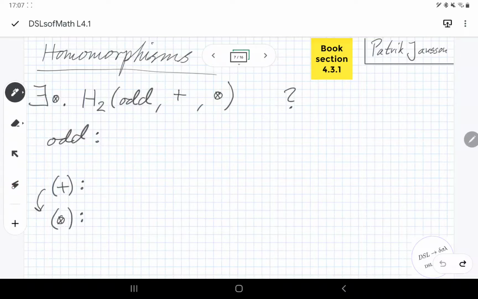So let's start with adding the types. So odd takes any natural number to a Boolean. That means that to make the h2 predicate work, the addition here has to be on the natural number side, and the cross operator has to be on the Boolean side.